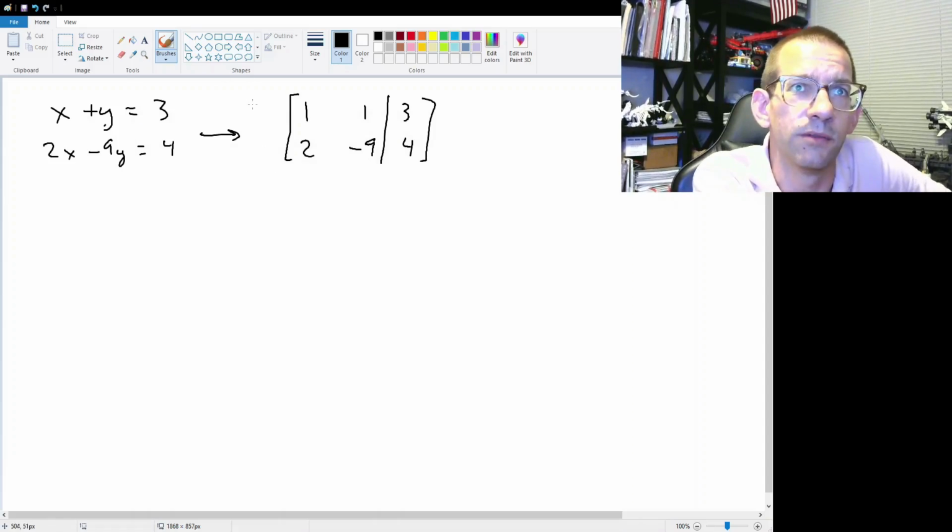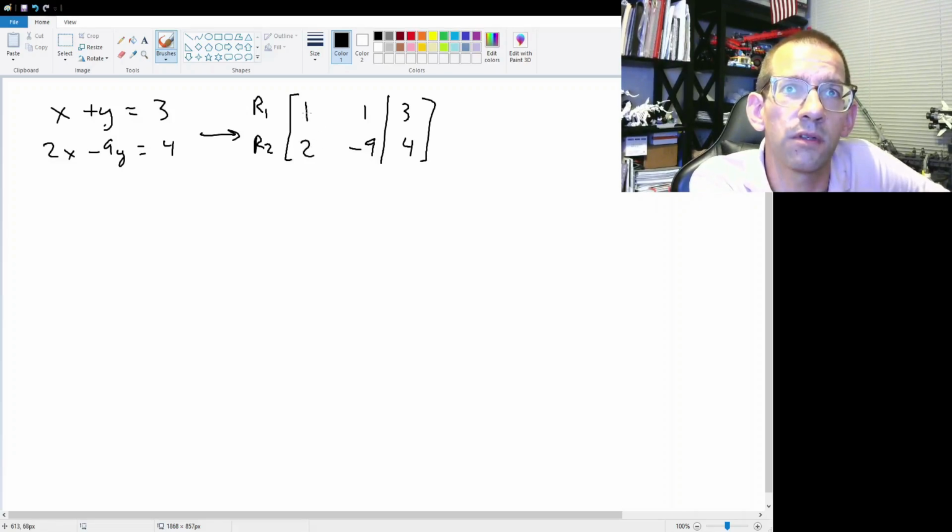The best way to get used to this is to remember that this is row 1, this is row 2, and then if you take a multiple of this and add it to that, you can have a new system of equations if you do it the same way that you do on the real system of equations.